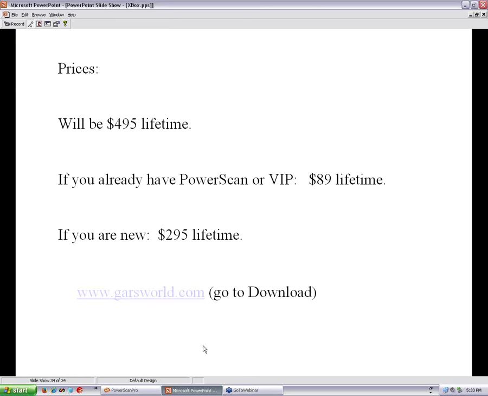How do you buy it? A lot of you guys have bought it already, so you don't have to do anything. But if you want this thing at this bargain basement ridiculous price, the easiest way to get it is to download it. Go to garzworld.com, go to the download page. There's a download link on the top right, and it'll show you PowerScan-Pro. Just download it, install it. When you run it, it'll tell you you need to pay for this thing. That's it.